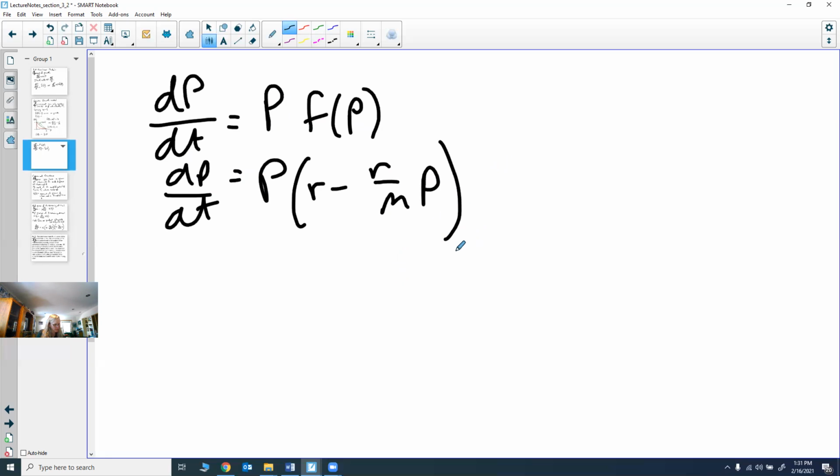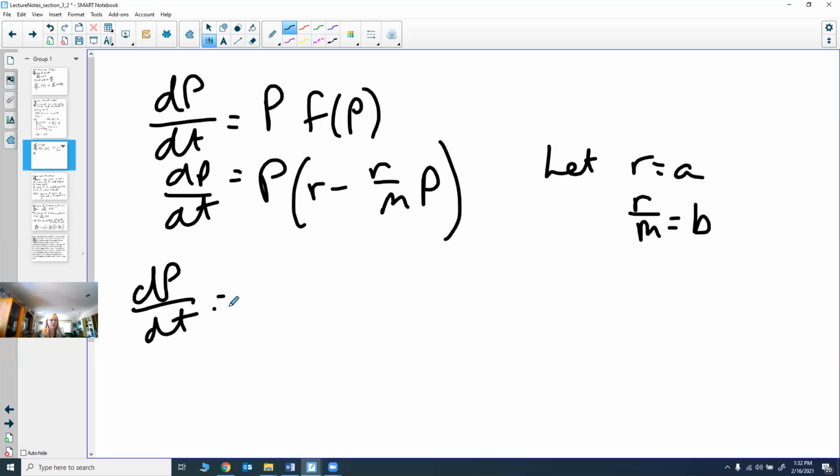So we end up with this wonderful equation. To make life a little bit easier, just for doing some of the derivation, I'm going to let r equal a, and let r over m, sorry, r over k, equal, we'll call it b. And so therefore, my logistic equation now becomes dp/dt is equal to p times (a minus b times p). It just makes life a little bit easier for us to do the work.